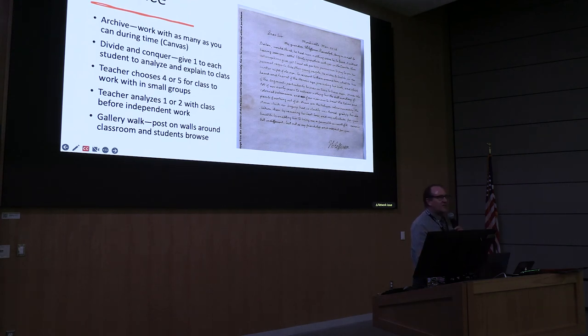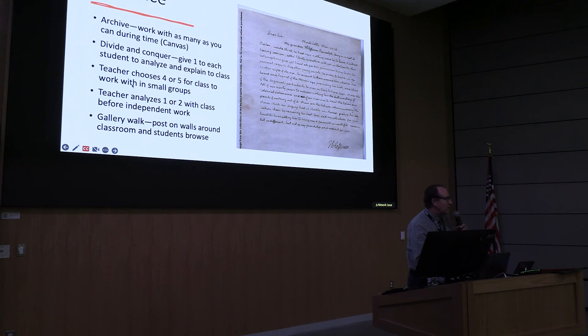Another, and on Canvas, it's really easy to do that too. You can set them up digitally for them to just pick and choose. Or you can divide and conquer. So this is where you pass these out, one to each student in the class, a couple kids get two, or you can really easily find other letters. And so you can give one to each kid in the class, and then you can have them analyze it, get up and just explain briefly, this is what it shows about their relationship.